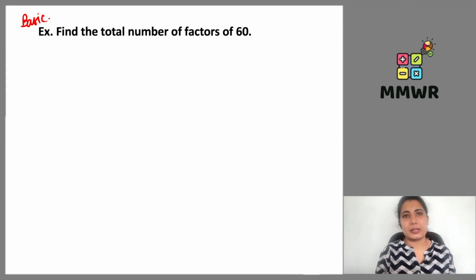How many prime number factors? How many prime factors are there of this particular number? So 60 is the number here, right?